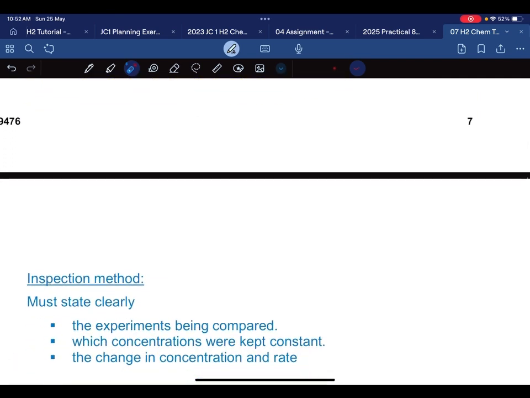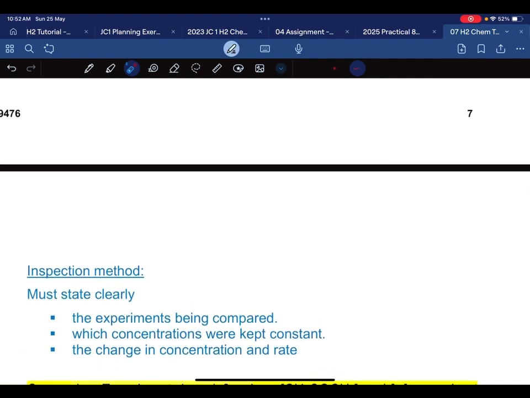Next, I would just like to quickly run through the presentation for the inspection method. If you are using the inspection method, do take note that there are 3 things that you need to state very clearly when you are using this method. I must see from your description the experiments being compared, the concentrations that were kept constant, and the change in the concentration as well as initial rate.